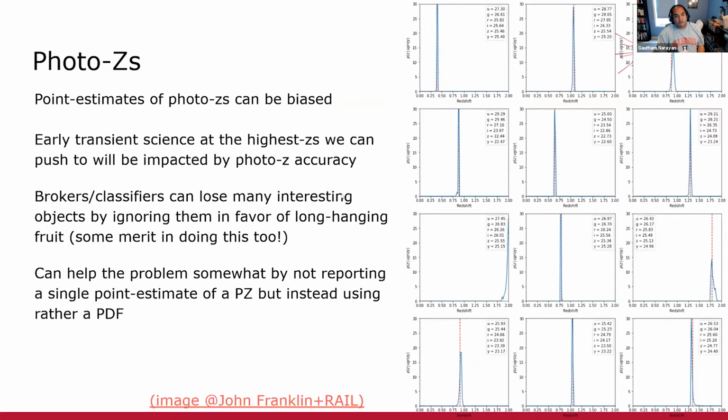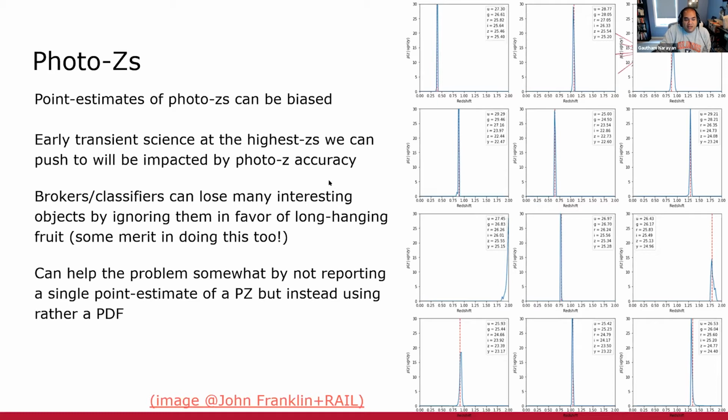So I want to stress a few of these requirements individually. Photo-z PDFs in particular: point estimates from photo-zs can be biased. And a lot of this early transient science, particularly at the higher z where we can push, will be impacted by photo-z accuracy. So brokers and classifiers can effectively lose many interesting objects by simply ignoring them in favor of low-hanging, easy-to-classify fruit. And there is some sense in doing early science that way, but the discovery space at high z, the volume, is much larger, and so we shouldn't necessarily throw all of that away.